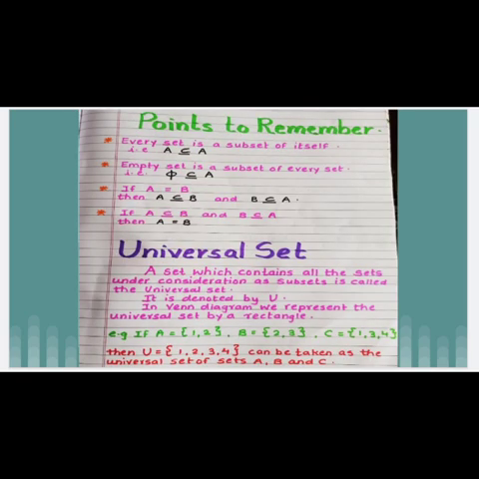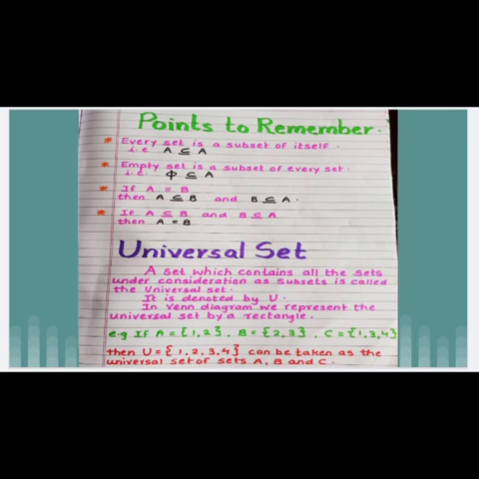Points to remember. Every set is a subset of itself. Example, suppose we have set A. So we write in symbolic form A ⊂ A. Second, the empty set is a subset of every set. That means in symbolic form you can use empty curly brackets or this sign, which is called phi. So phi is a subset of A.